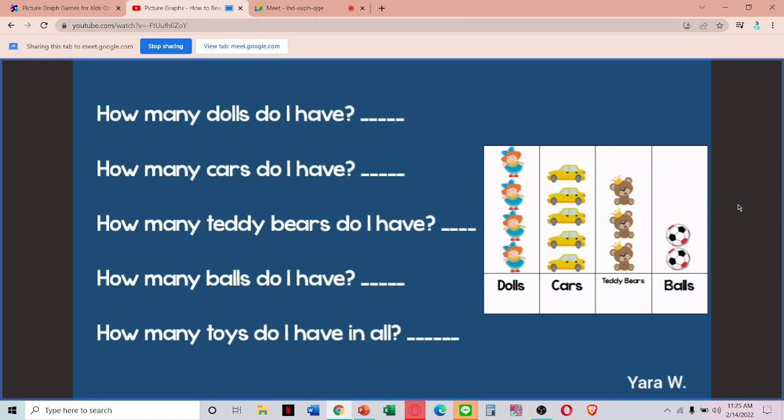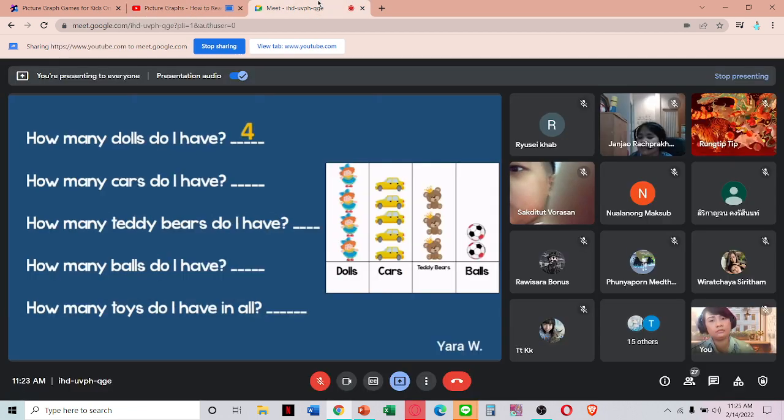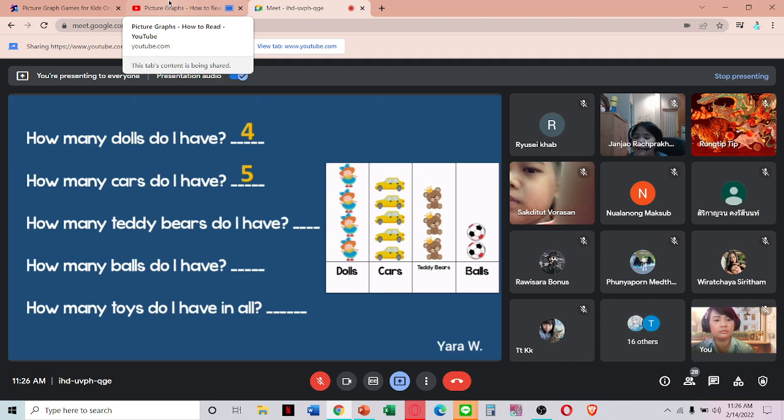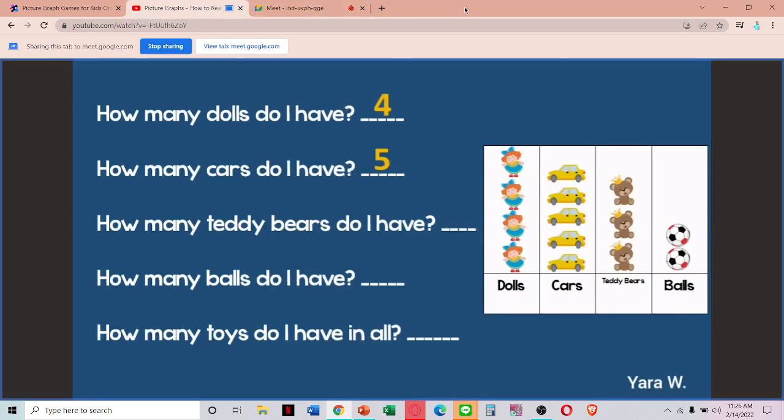How many dolls do I have? Well, 1, 2, 3, 4. I have 4 dolls. How many cars do I have? I will count the cars that are in the car column. They are 5 cars. How many teddy bears do I have? Looks like I have 3. And how many footballs do I have?